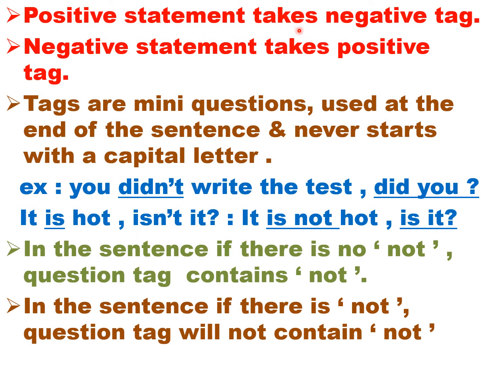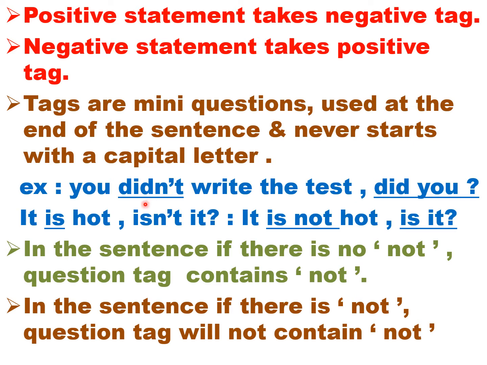A positive statement takes a negative tag and a negative statement takes a positive tag, as a rule. Tags are mini questions used at the end of the sentence and never start with a capital letter. See the example. You didn't write the test, did you? Here, did you is a question tag. The sentence, you didn't write the test, expresses negativity. There is not in this sentence, so we must not use not in the question tag.